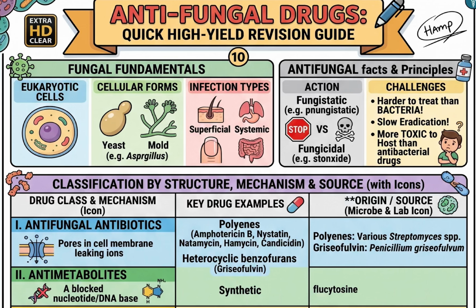Today we will discuss antifungal drugs. As we know, fungal cells are eukaryotic cells just like human and animal cells, and they exist in yeast form, mold form, and both forms. Fungal infection may be superficial, like dermatophytosis, while it may be systemic, like aspergillosis.